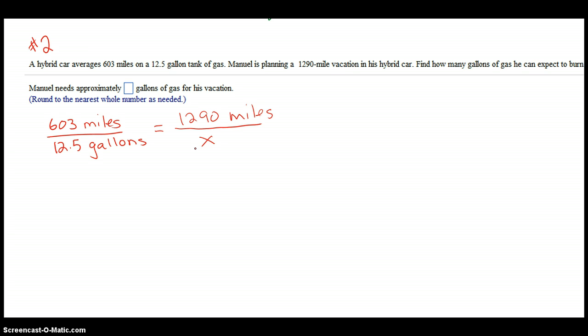So I'm going to do the same thing. I'm going to cross and get 603x. And I'm going to cross this way, multiply those two, and get 12.5 times 1290. Again, you can just use your calculator and multiply these. But if you want to see it here, we can do it here.